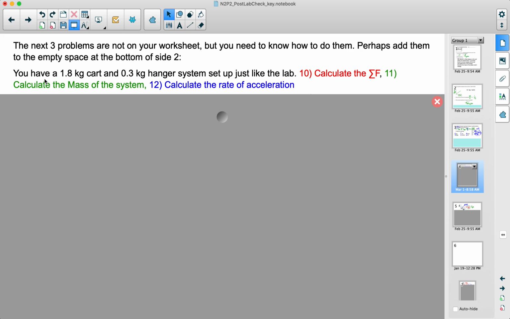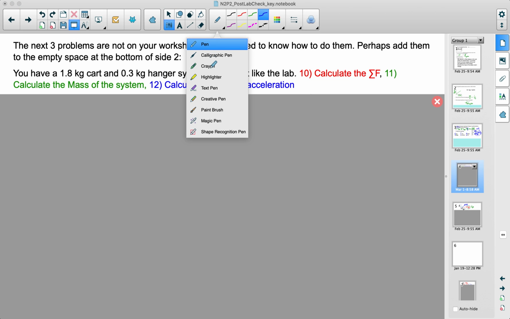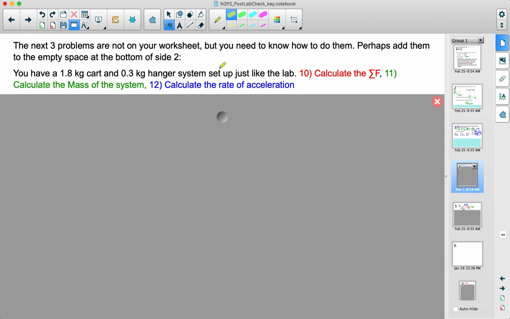imagine the same kind of setup we had in class, but now we have a cart that has a mass of 1.8 kilograms, a hanger with a mass of 0.3 kilograms. So that's important information for us to remember. I'm going to go ahead and highlight these. So we've got the mass of the cart is 1.8 kilograms. The mass of the hanger is 0.3 kilograms. And we set it up like a modified Atwood machine: the cart, string, hanger, the pulley.